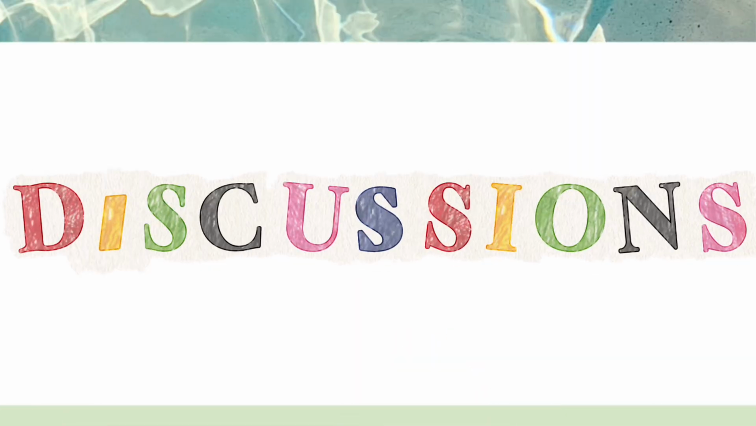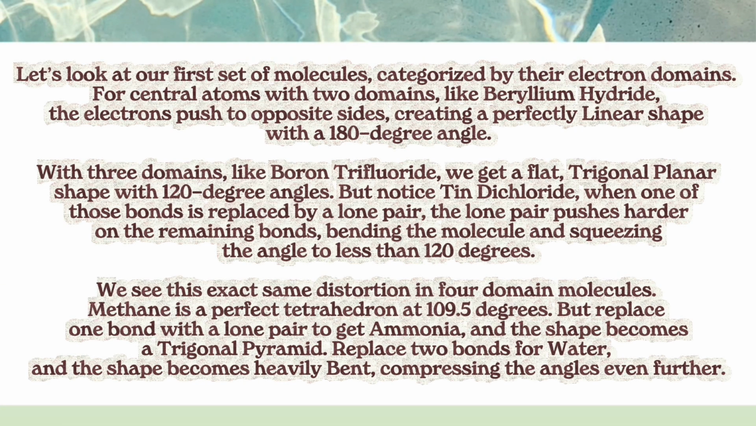Discussion time. Let's look at our first set of molecules, categorized by the electron domains. For central atoms with 2 domains like beryllium hydride, the electrons are pushed to opposite sides, creating a perfectly linear shape with a 180-degree angle. With 3 domains like boron trifluoride, we get a flat, trigonal planar shape with 120-degree angles. But notice tin dichloride. When one of those bonds is replaced by a lone pair, the lone pair pushes harder on the remaining bonds, bending the molecule and squeezing the angle to less than 120 degrees.